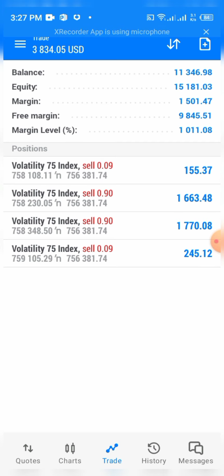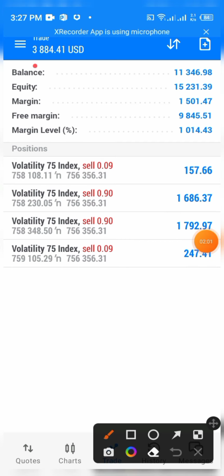Which is very, very massive, guys. So you can watch up here. You can see how our trade is running up there. You can see the total amount we have up there.